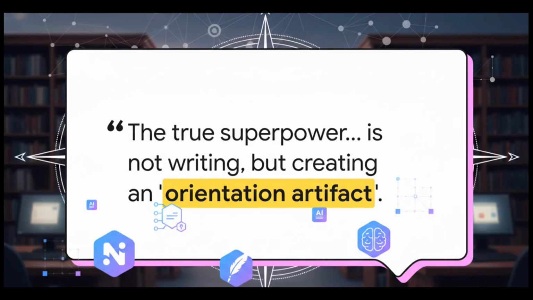And hey, don't just take my word for it. The research librarian Aaron Tay said it perfectly. The true superpower of these tools is creating an orientation artifact. It's all about understanding the landscape so deeply that when you do sit down to write, you know exactly where you stand and exactly what you need to say.